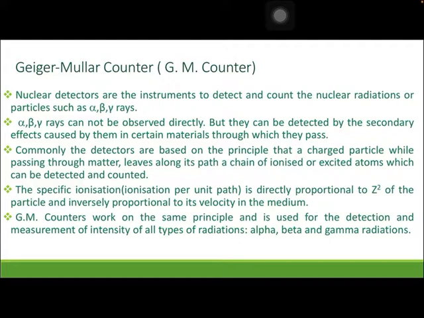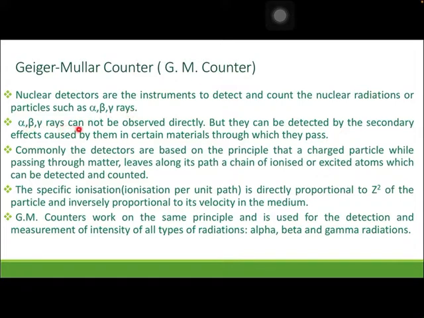And in the properties of the nuclear radiations, we have seen that the alpha, beta and gamma particles, when they pass through matter, they ionize the matter, and this ionization power depends upon the nature of radiation, alpha, beta or gamma, as well as the nature of the matter also. Okay. So one by one we'll see, nuclear detectors are the instruments to detect and count the nuclear radiations or particles such as alpha, beta and gamma rays.